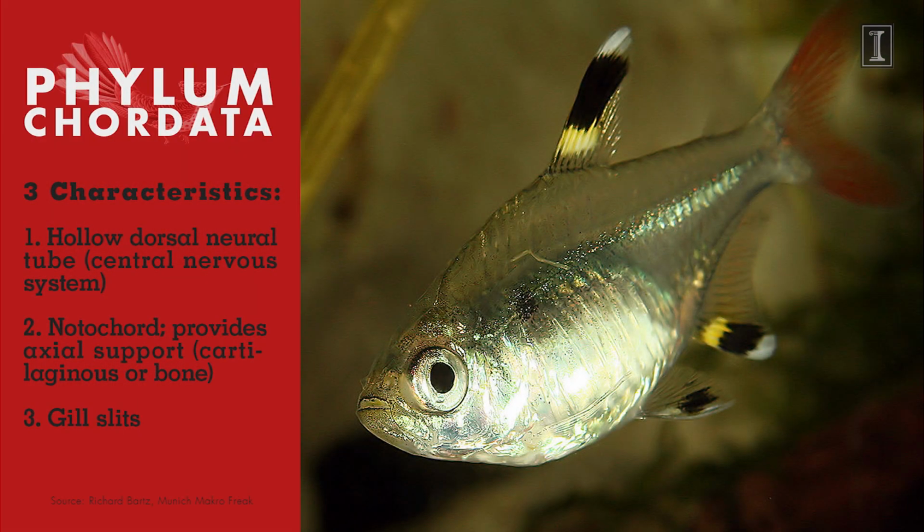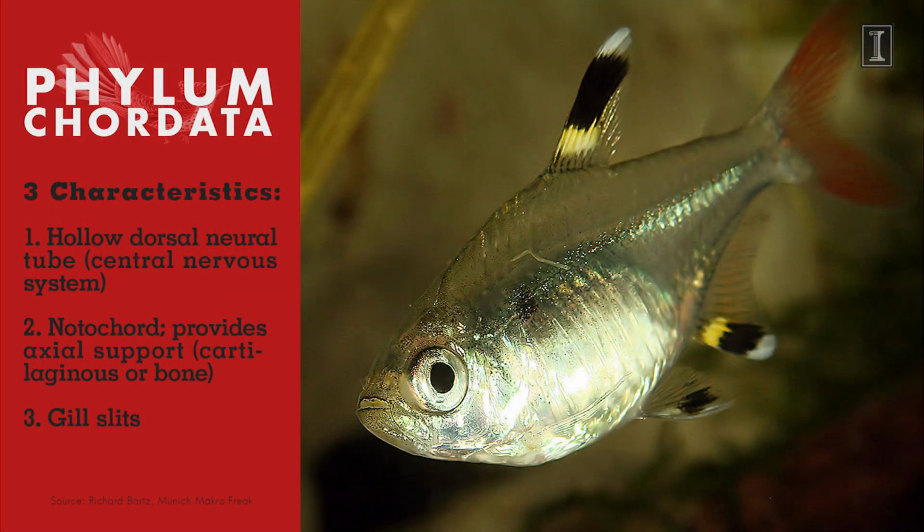Lastly, it will exhibit gill slits, which is a way of drawing in oxygen from your environment, and even you have exhibited gill slits at some point during your embryological stages. So that is the third common characteristic that an organism in the phylum Chordata will exhibit.